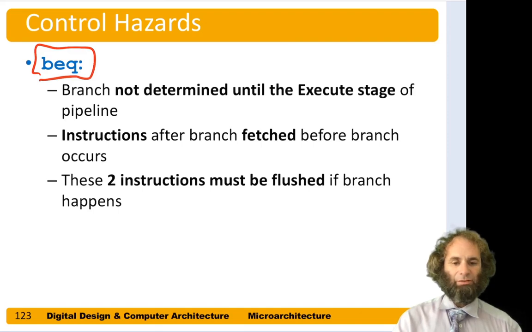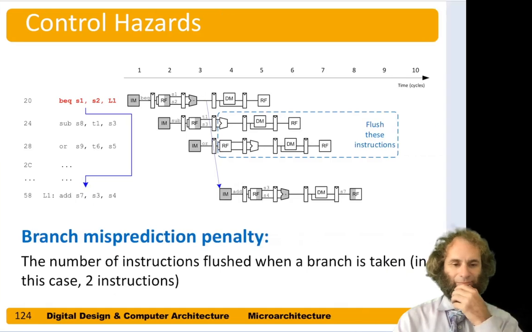But there are instructions that are fetched after the branch is issued, and these two instructions must be flushed if the branch is taken. So let's see that in the pipeline. Suppose we had a branch on equal. If S1 was equal to S2, we want to go to label 1, somewhere down here. Then we have two more instructions.